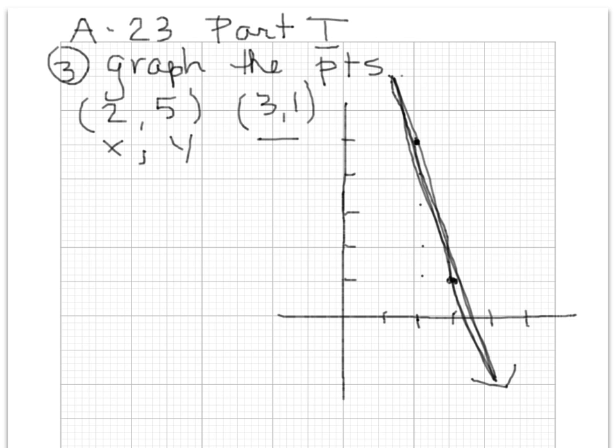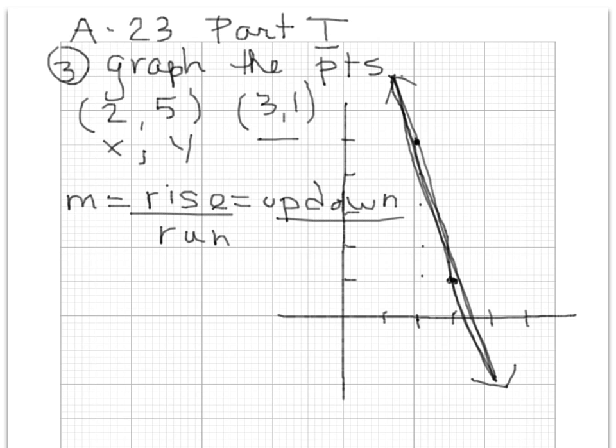There it is. So excuse me, what it's asking me to do is to find the slope. So the slope is defined as rise, and rise is how you move up, down, over the run, and the run is how you move right, left.